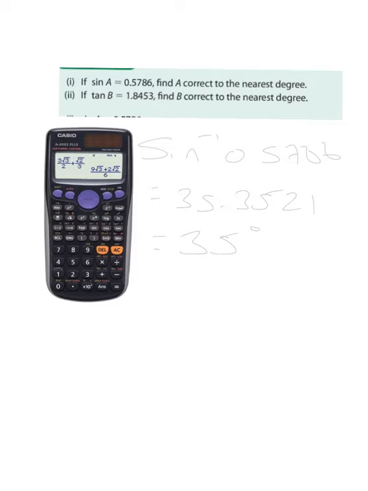Now they might go one step further here and they might say, to the nearest degree and minute. So if they ask you for that, then you use this button here, which is the hour, degree, minute, second button. If you just press that, you'll get 35 degrees, 21 minutes. Okay, so just in case they ask you to give it to the nearest degree and minute. But in this case, they didn't, so we'll just stop at the nearest degree, which is 35 degrees.